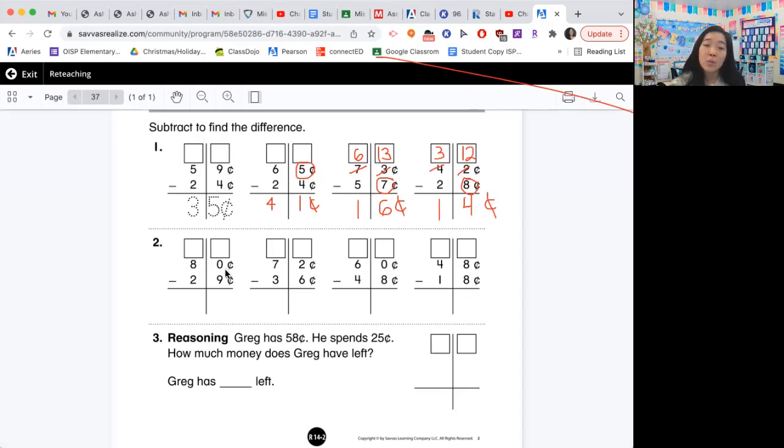80 cents minus 29 cents. More on the floor. Go next door and get 10 more. Very good. So what is 10 minus 9? So 10 minus 9. You can use your fingers for this one.